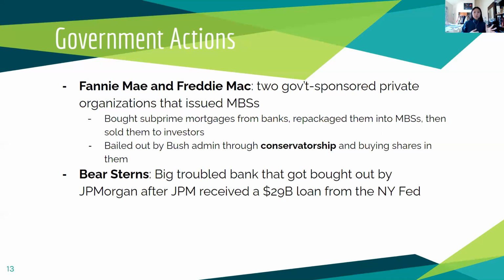I think a lot of banks were bailed out in this way, but beyond that, a lot of banks were also bought out. For example, Bear Stearns, which you see on the screen, was bought out by JP Morgan because JP Morgan took out a loan from the government. So everything was basically merged, bought out, or bailed out in this process.